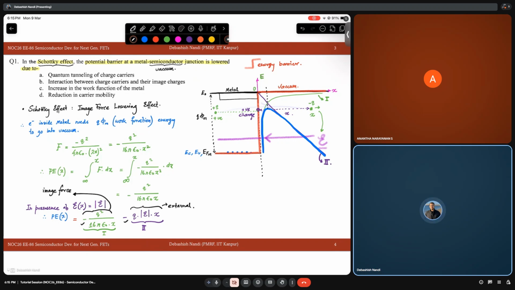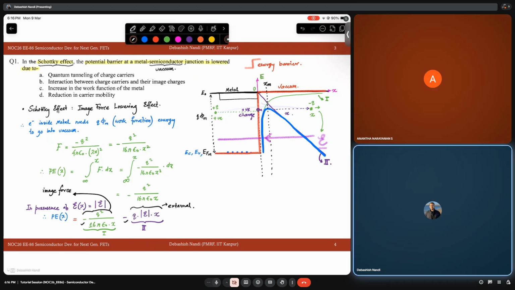Let me mark this point as well. Let's say this is x of m. So from 0 to x of m, my green line dominates, right? It is more negative. So that is why the thick blue line is following that. And above xm, it is following the other potential energy that is due to the external electric field. Okay, sir. Fine. Understood.